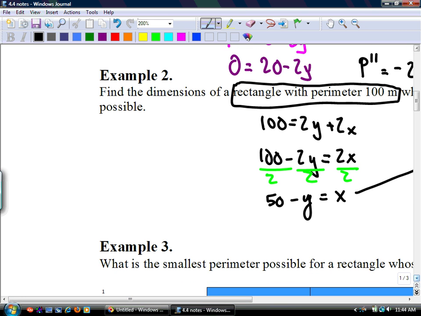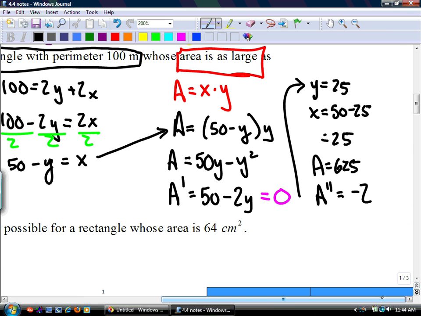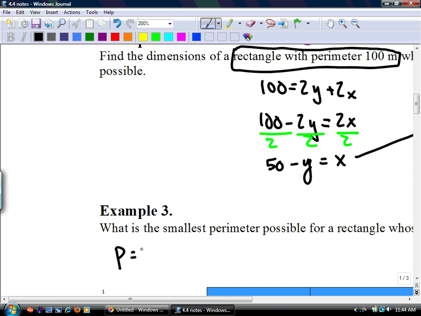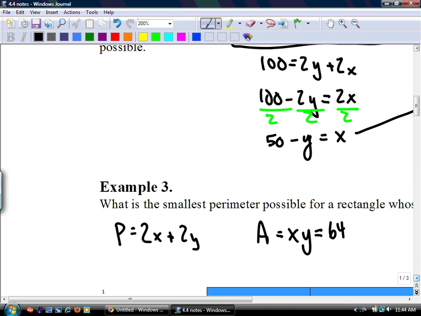What is the smallest perimeter possible for a rectangle whose area is 64 square centimeters? Perimeter is 2x plus 2y. Its area is 64. Solve for one of the variables in the equation that has the number in it. Y equals 64 over x.